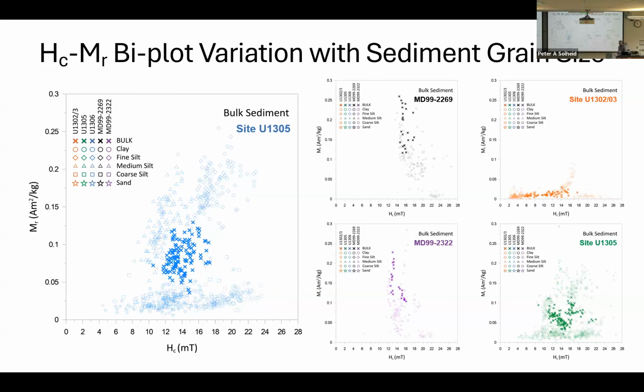And one thing you'll notice that stunned me the first time I put this together was that the bulk sediments actually have properties that don't reflect any of the grain sizes themselves, right? So we're measuring something here, we're making all of our interpretation on something that actually isn't reflective of any of the constituent parts in that sample.